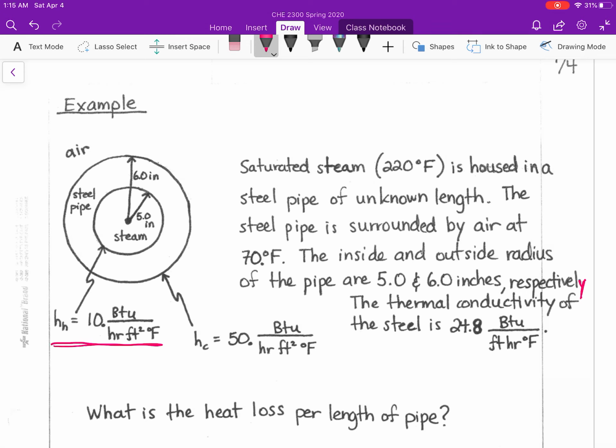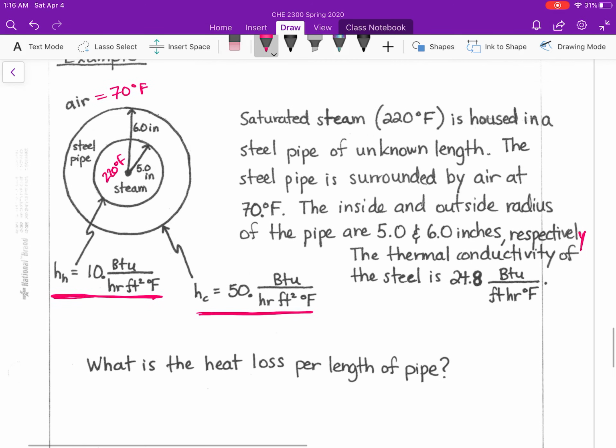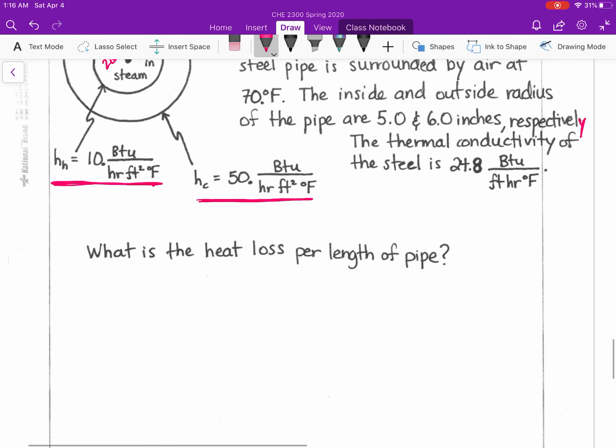We are also given the convective heat transfer coefficient on the inside of the pipe, or the hot side of the pipe, and we are given the convective heat transfer coefficient on the cold side of the pipe. We're told here that the air has a temperature of 70 degrees Fahrenheit, and our saturated steam has a temperature of 220 degrees Fahrenheit. The problem asks us, what is the heat loss per length of pipe?